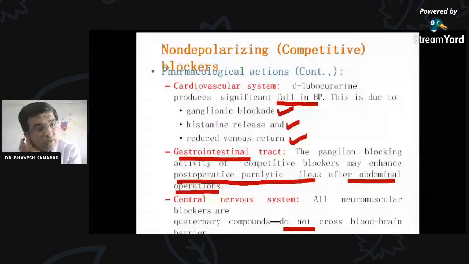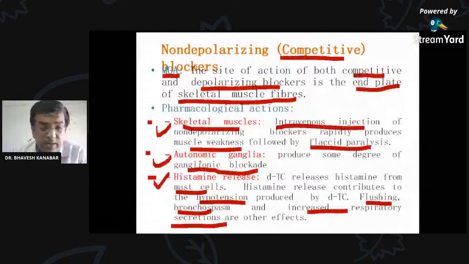So these were the general actions of non-depolarizing blockers on skeletal muscle, on autonomic ganglia, histamine release, cardiovascular system, GIT, and central nervous system. So go through these slides again. Actions of this competitive blocker. I am trying that your skeletal muscle relaxant gets prepared right now. Go through these slides and try to remember actions: skeletal muscle relaxant, autonomic ganglia, histamine release.